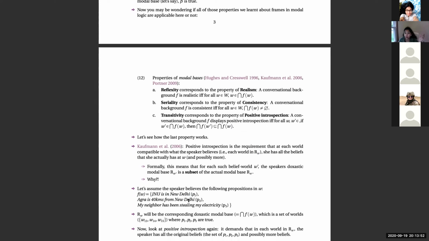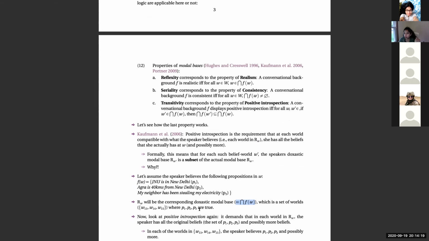Belief doesn't have to be a fact. So that's P2. And then my neighbor has been stealing my electricity is a third thing this person believes, which is, let's say, P3. So you have P1, P2, P3 in the set FW. Okay. So your RW will be your corresponding modal base, equivalently written as this, which is a set of worlds where all 3 are true, right? So you get this set of worlds, let's say, where all 3 are true.